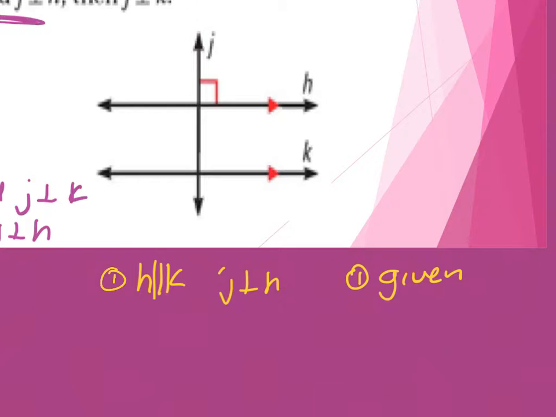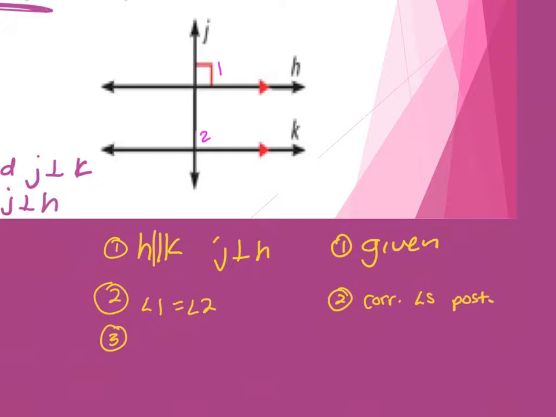I could use corresponding angles. So I could say let's say these, 1 and 2, make my life easier. Angle 1 equals angle 2 because of the corresponding angles. What is it? Postulate, good. And then I could say angle 1 equals 90 degrees, definition of perpendicular. And then I could say angle 2 equals 90 degrees.